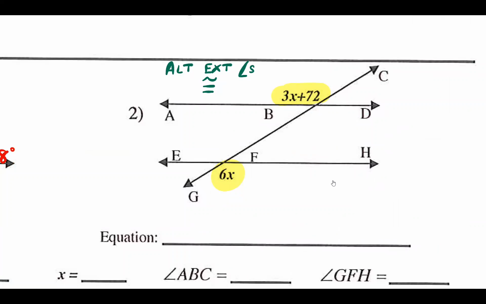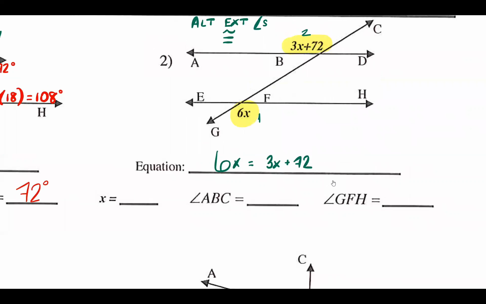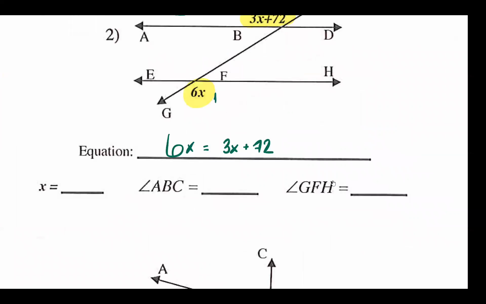If angle 1 is congruent to angle 2, and technically this would be angle 1, angle 2, 6x equals 3x plus 72. My man. Not too bad, right? So now we've got our equation.